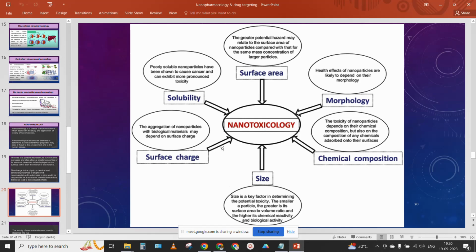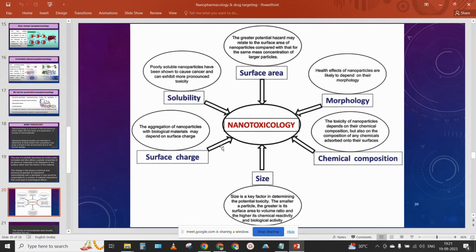So let's start with the surface charge. Here, the aggregation of nanoparticles with biological materials may depend on surface charge. Then solubility. Poorly soluble nanomaterials have been shown to cause cancer and can exhibit more pronounced toxicity. Then surface area. The greater potential hazard may relate to the surface area of nanoparticles compared with that for the same mass concentration of larger particles. Then morphology of any nanoparticle or nanomaterial.